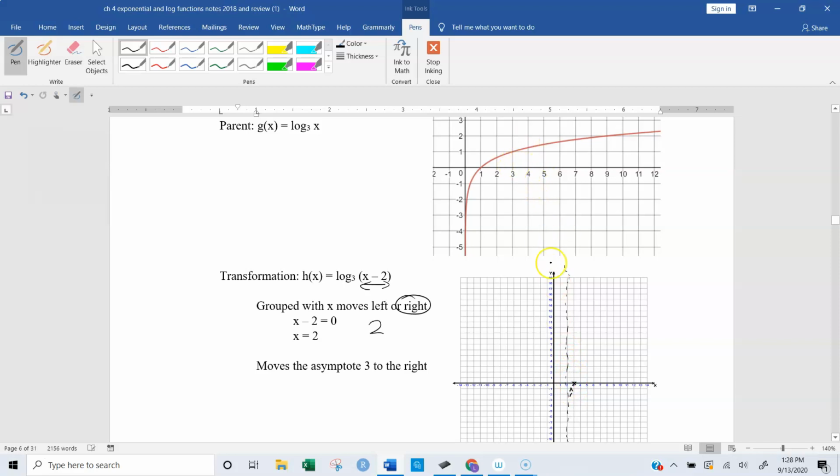We had 3, 1. So now I need to move 3 over. 1, 2, 3 over, up 1. Add 2 to 3, and then we had 9, 2, so that's going to be at 11, 2. Everybody moved over 2. Okay, drawing your graph. Oops, I missed my dots. It says move the asymptote 3 to the right. That's wrong. This should be move the asymptote 2 to the right. So fix your mistake on your notes, please.